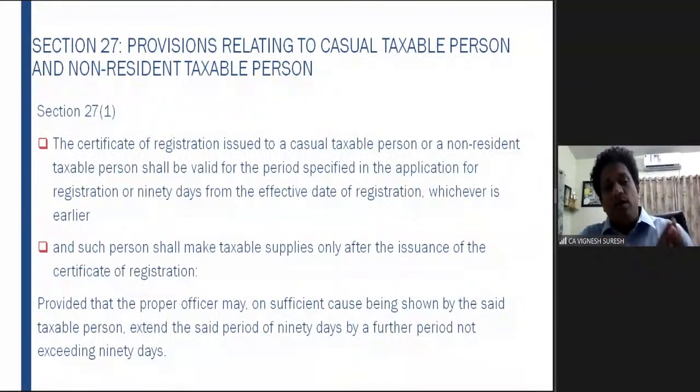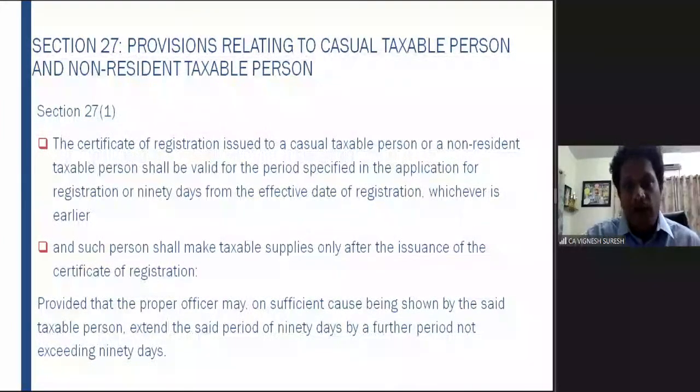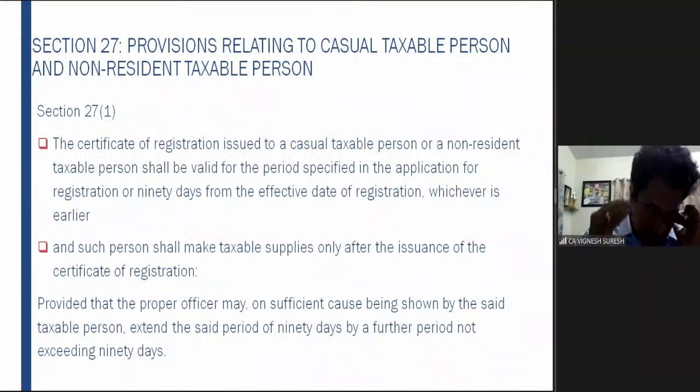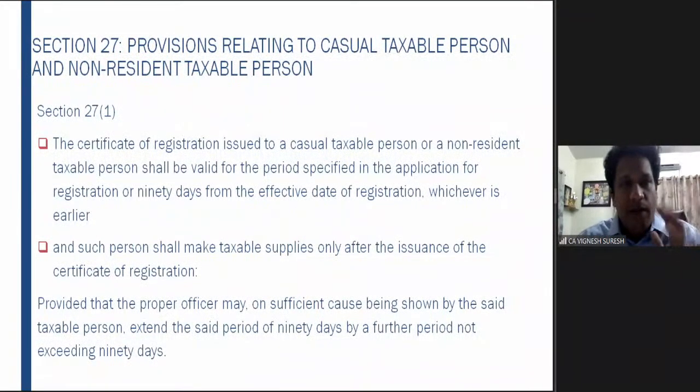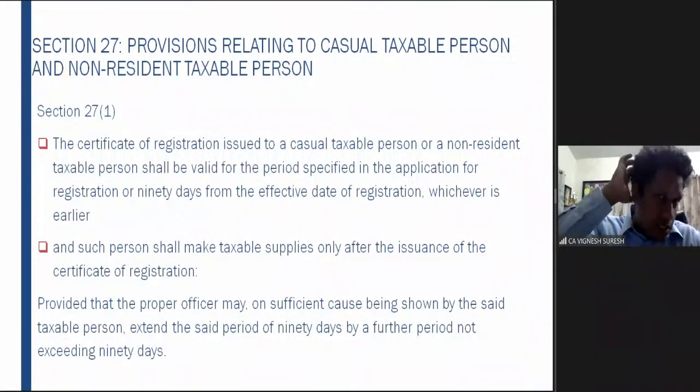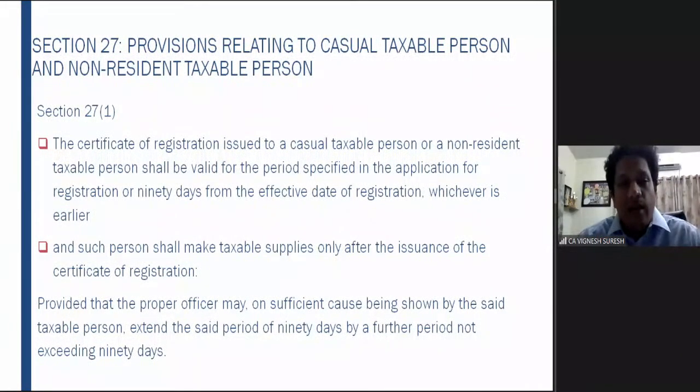So the certificate of registration will be valid for whatever period is mentioned in the application for registration. If it is mentioned as 30 days, it is valid for 30 days, or 90 days from the effective date of registration, whichever is earlier. In case this person mentions 120 days in the application, we have to take 90 days into consideration, as the section says, whichever is earlier. And such person shall make taxable supplies only after issue of the certificate of registration. Only then can he make the taxable supplies.